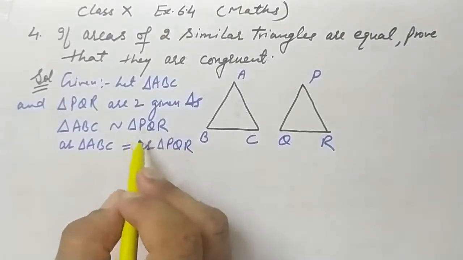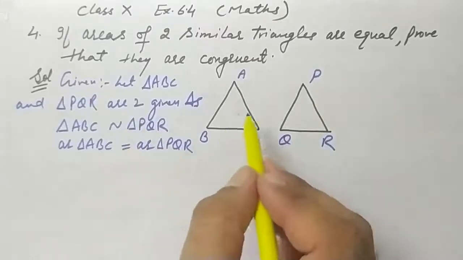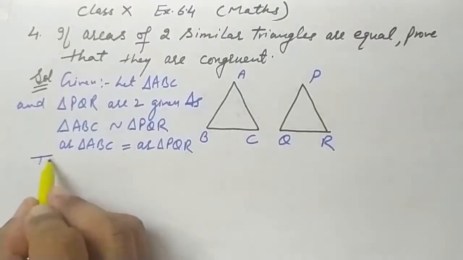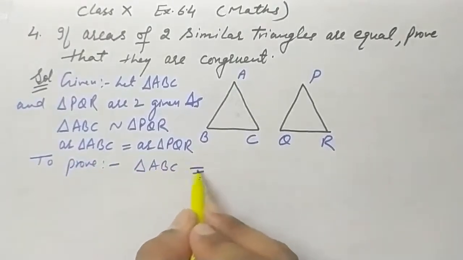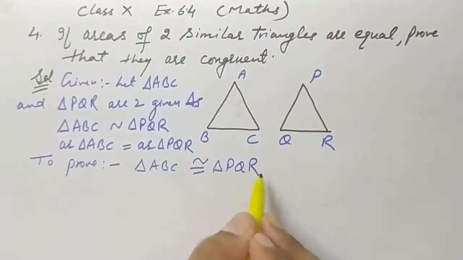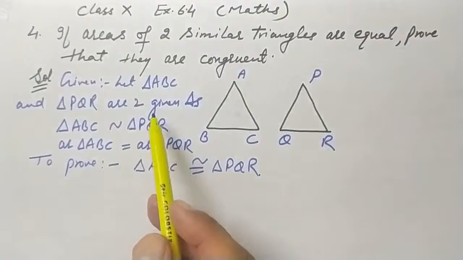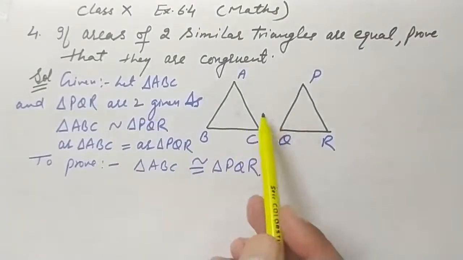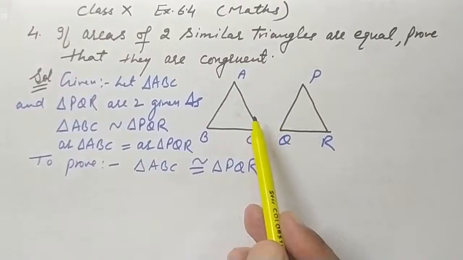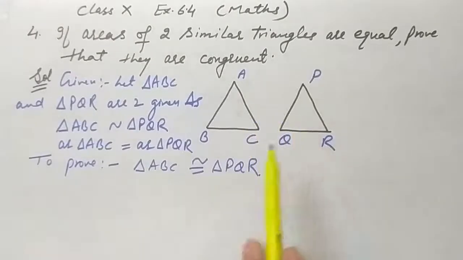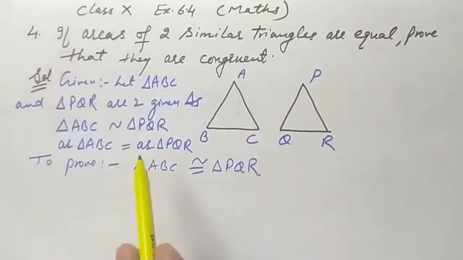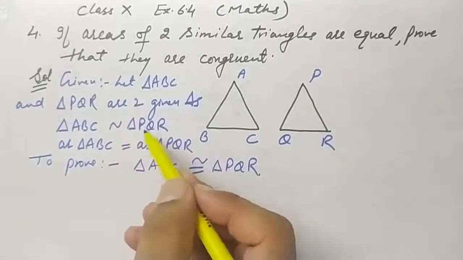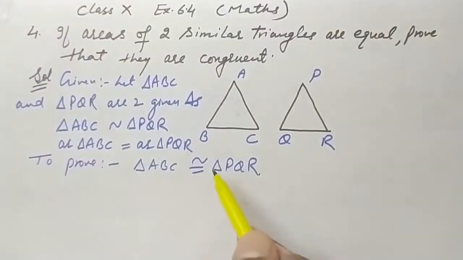So with the help of these two, we will find these two triangles as congruent also. So here we are to prove that triangle ABC is congruent to triangle PQR. You might be knowing about similarity and congruency. Two triangles are similar if they have the same shape but not necessarily the same size, and congruent figures are those figures which have the same shape and the same size. So we'll use these two and go up to here to make them congruent.